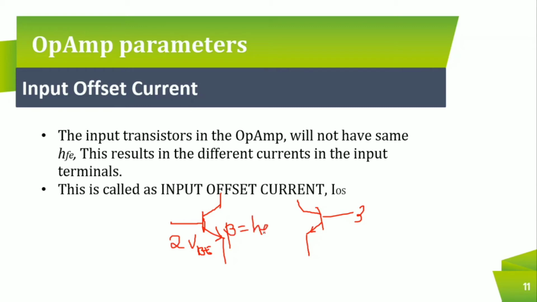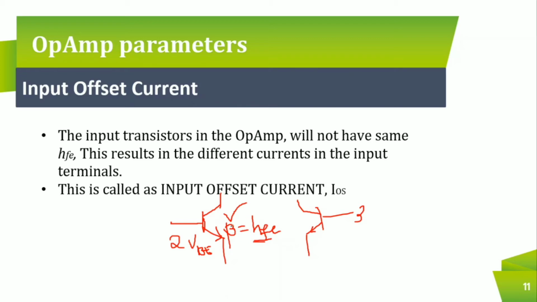Beta is also represented as HFE. It is also the H parameter. So beta is current gain. HFE is the same as beta. It is just represented in a different format. Beta is the current gain, right? HFE is also the current gain.